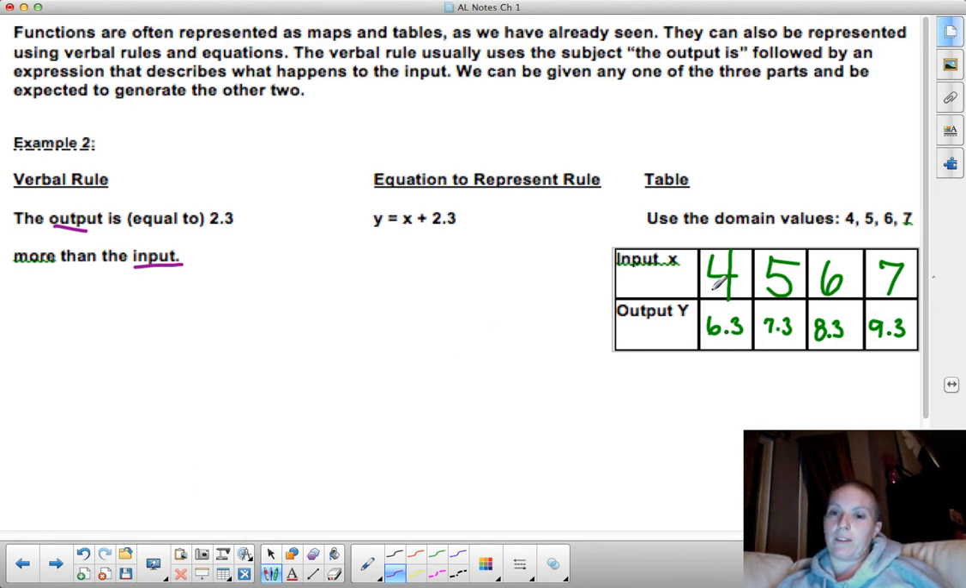We plug in those domain values 4, 5, 6, and 7 in place of x. So 4 plus 2.3 gave me 6.3. 5 plus 2.3 gave me 7.3. 8.3, 9.3. I wanted to call your attention to the fact that we're adding 1 to each x value, and we're also adding 1 between each y value.